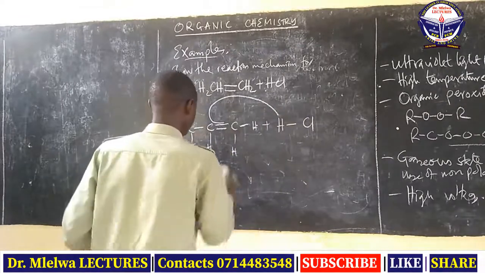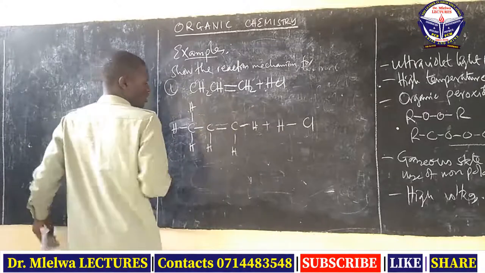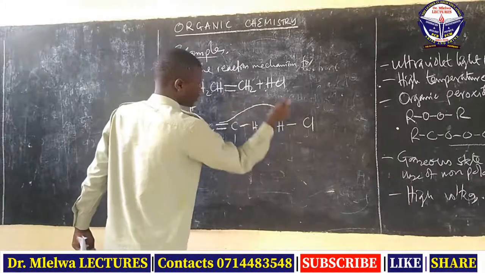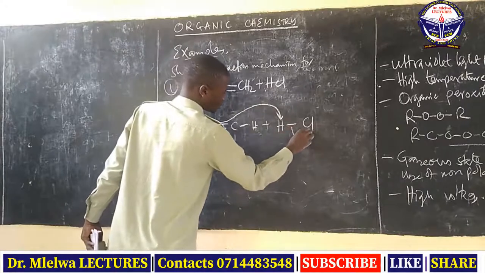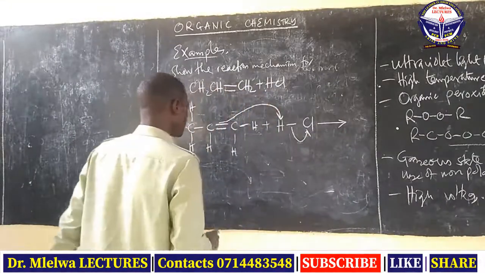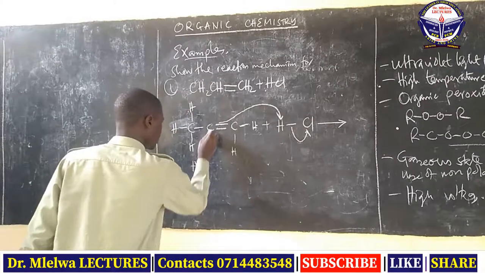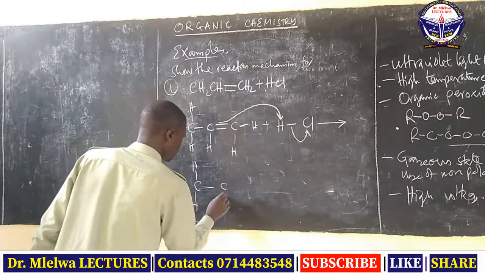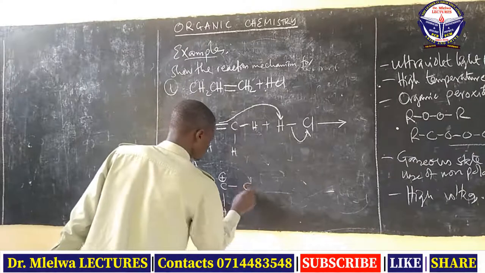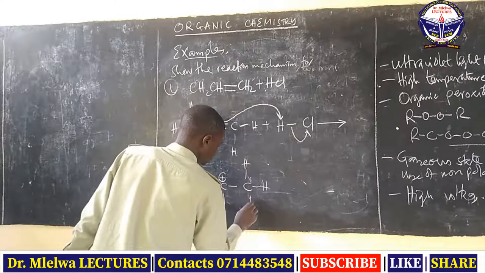Now, I have made a mistake here, because here we donate electrons to hydrogen. So the electrons must pass through this carbon, then to hydrogen. From there, this bond will go to chlorine. So here, what will be formed as the product will be CH3, then this one will be CH with a positive charge. From there, it will form CH3, with hydrogen attached here.